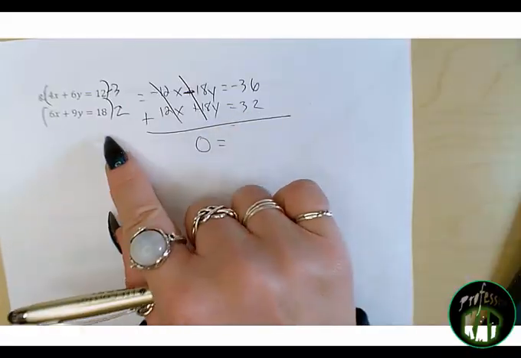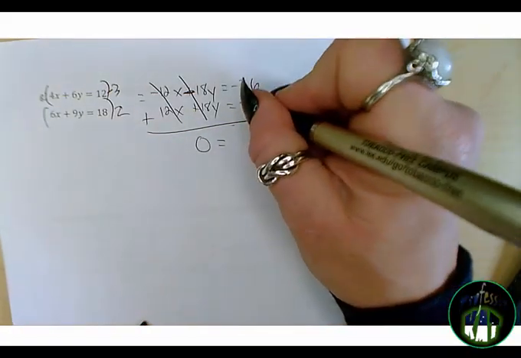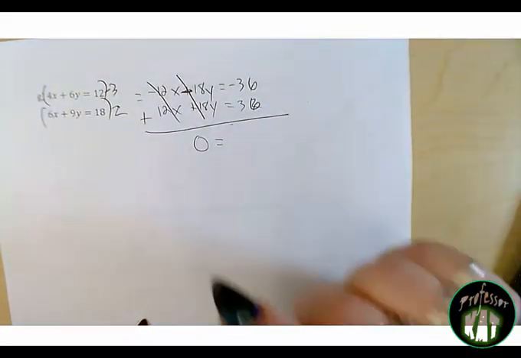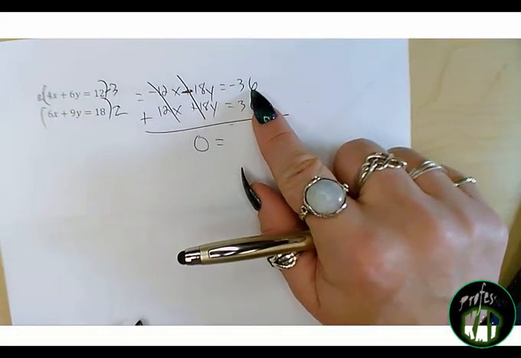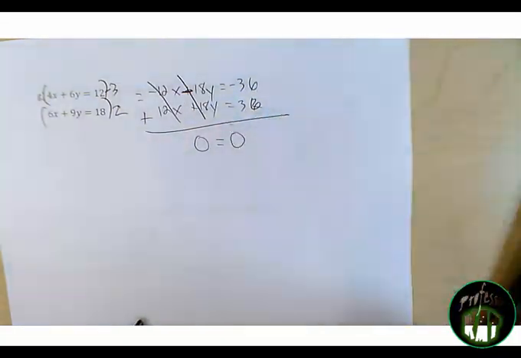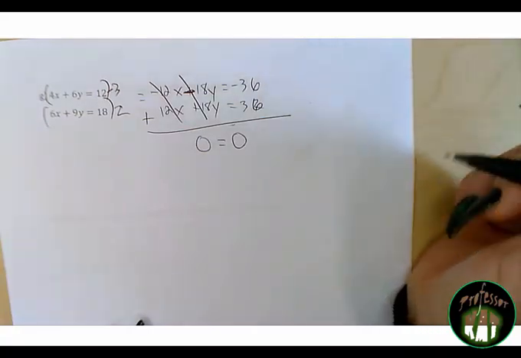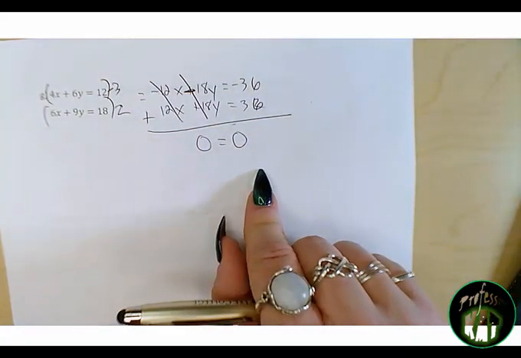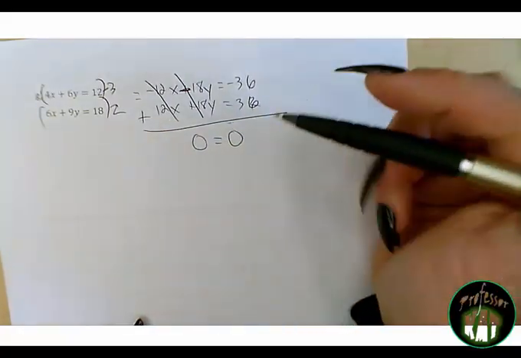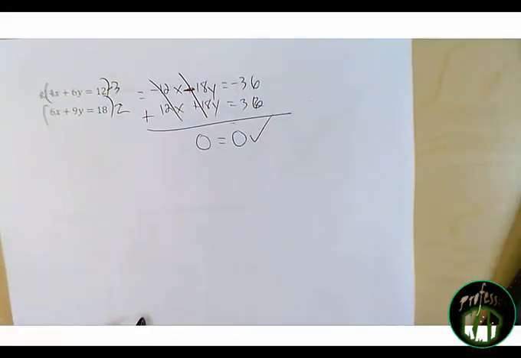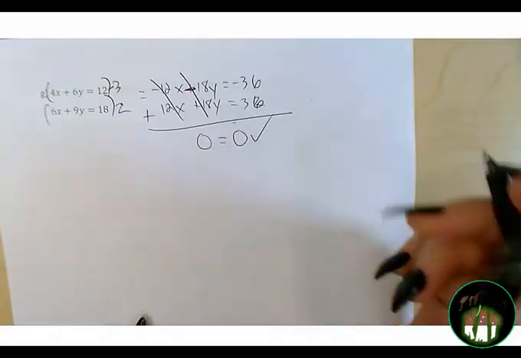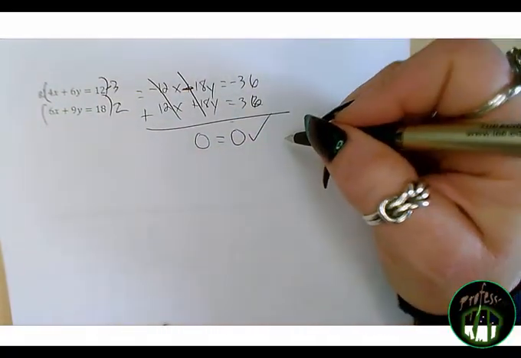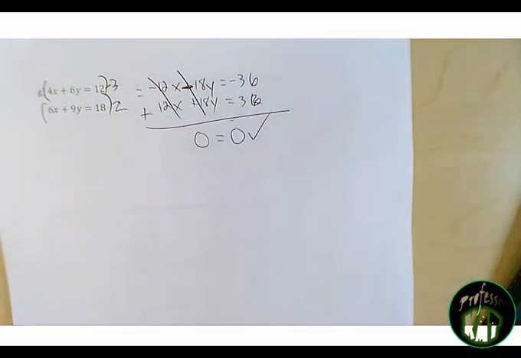I'm sorry, this 32, 18 times 2 is 36, not 32. So when we add negative 36 plus 36, we do get a 0 though. Now ask yourself, is this true or false? 0 does equal 0. This is correct. The fact that you get 0 equal to 0 means this is an infinitely many solutions case.